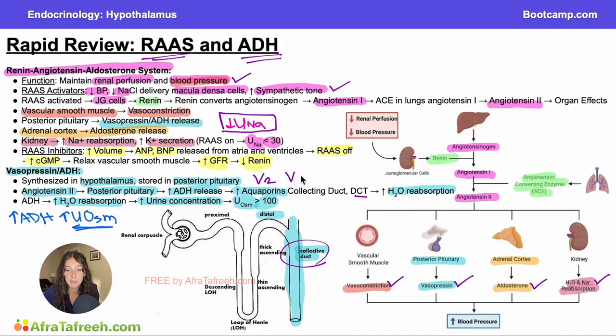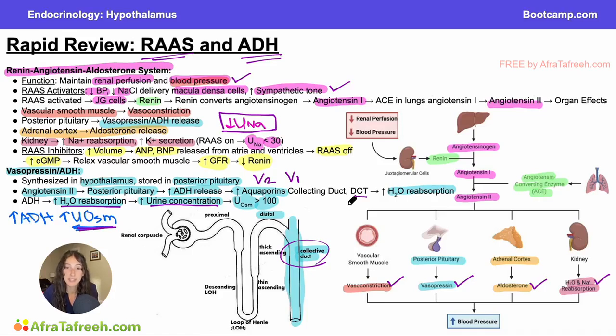Vasopressin is also going to bind to the V1 receptors in our vasculature and exert its own effects there, that is, vasoconstriction. So those are the two mechanisms of vasopressin. Vasopressin is going to increase water reabsorption, and in so doing, increase our urine concentration, because we're pulling water out of our urine. That is going to cause an increase in the urine osmolality, and that is going to be a key lab value to be aware of when we're talking about whether vasopressin is present or not.